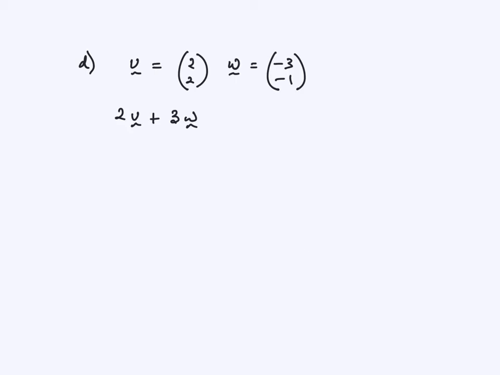So 2 lots of u, let's pick a starting point. So it's 2 along, 2 up, and then 2 along, 2 up. Now, we want 3 lots of w, so it's minus 3, minus 1. So we're going to start at this point here, 3 back and 1 down, 3 back and 1 down, 3 back and 1 down. So here is our resultant vector.